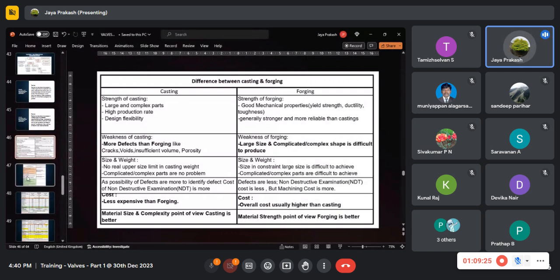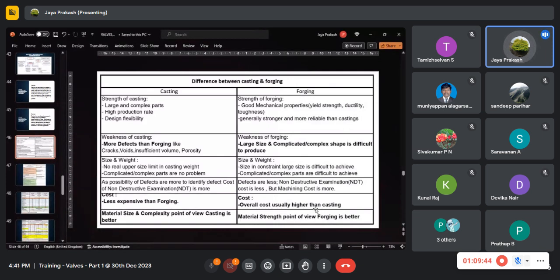Overall, the cost of casting is less, but the cost of forging is more. On material size and complexity, casting is better. On material strength, forging is better. So these are the differences between casting and forging.